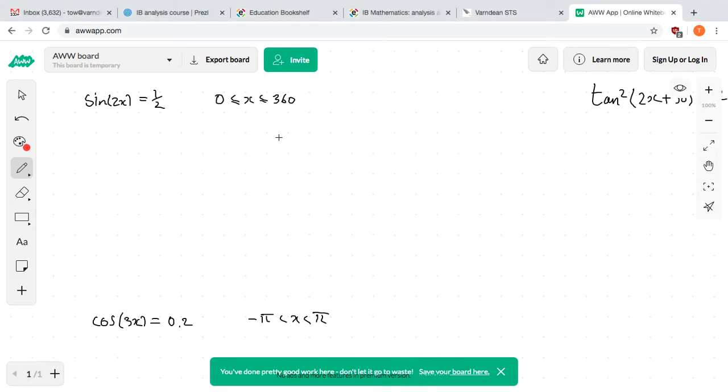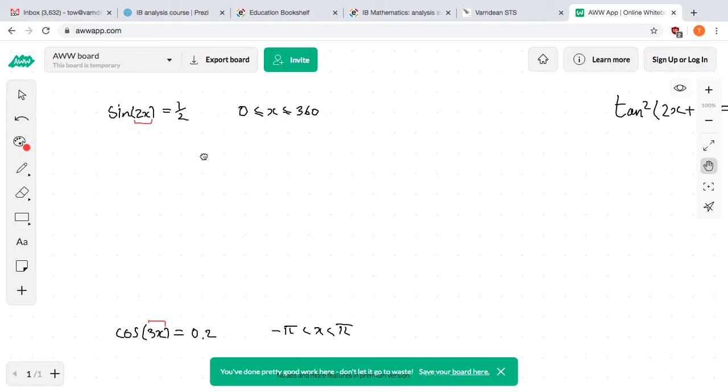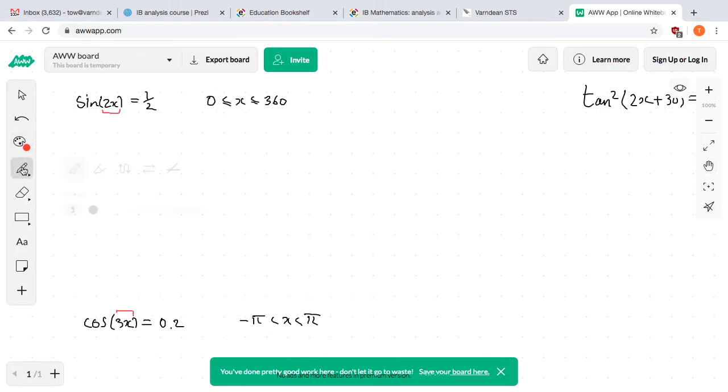Okay, so apologies. I've been having some difficulties with the technology, so I'm going to try and explain a more advanced type of trigonometry equation. That's when you've got something going on inside the bracket here, like a 3x or a 2x, or even like we've got here a 2x plus 30 or something like that. I'm going to give you the quick version because I just recorded a half-hour video and I lost it.